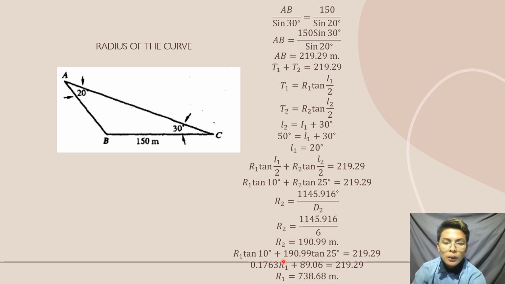Then we will get our first radius of the curve using this formula. R1 tangent 10 degrees plus 190.99 R2 tangent 25 is equal to our AB. Then we will get the first radius of the curve is 738.68 meters.